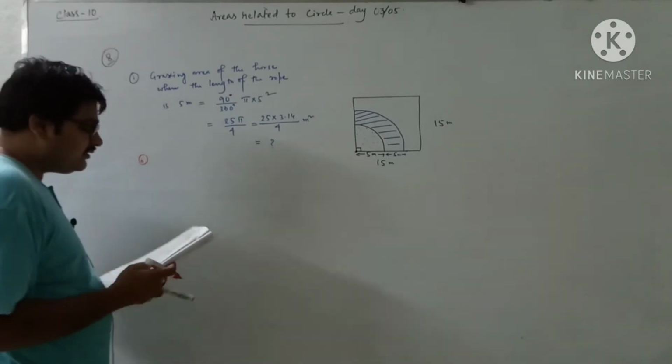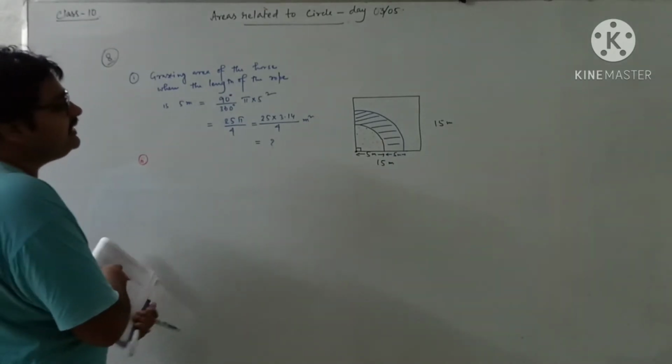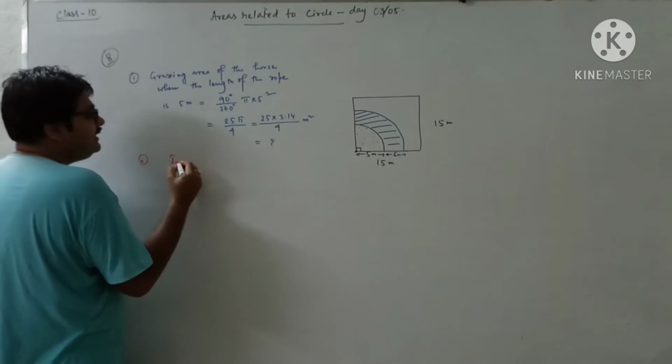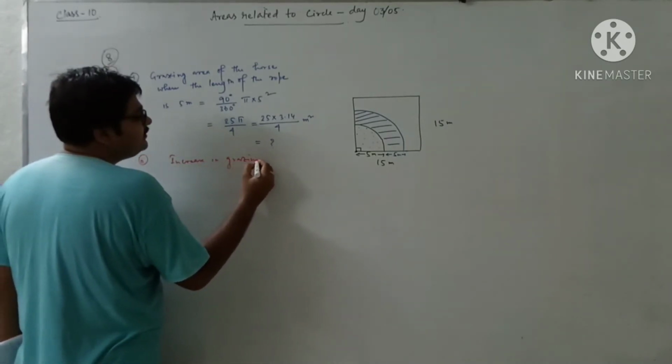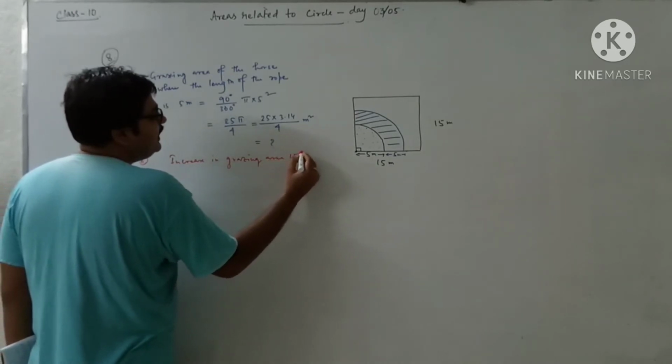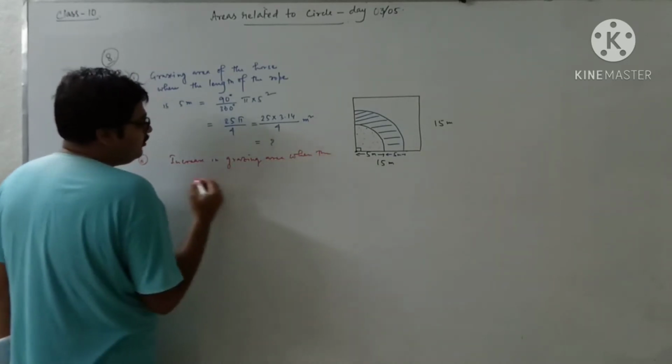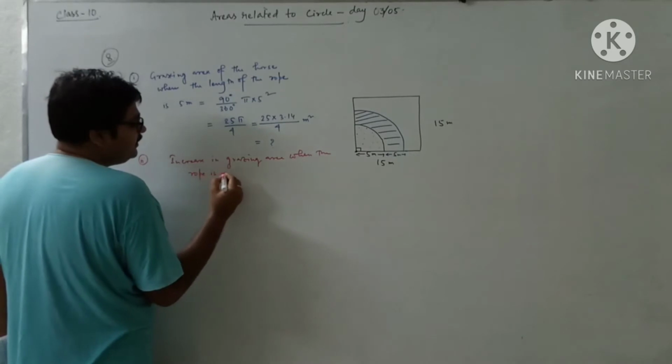So what is the question? Increase in the grazing area. So increase in grazing area when the rope is 10 meter long.